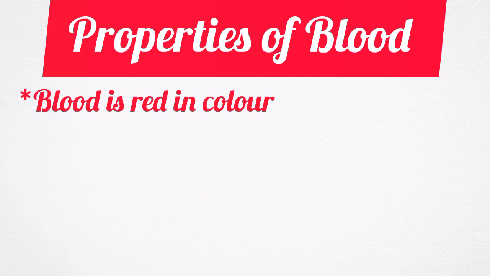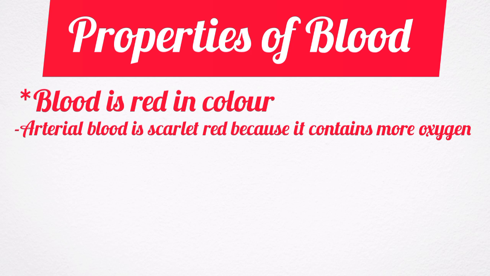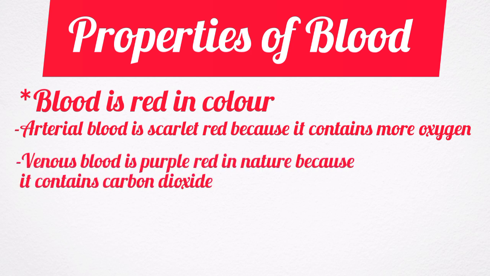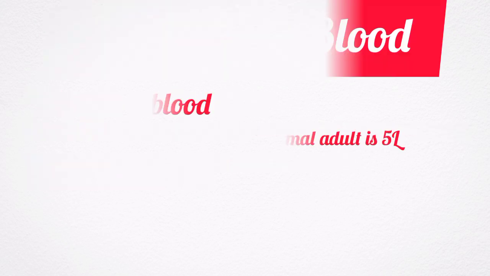Now let's talk about the properties of blood. Number one is that blood is red in color. Usually arterial blood is scarlet red because it contains more oxygen, and venous blood is purple red in nature because it contains more carbon dioxide.